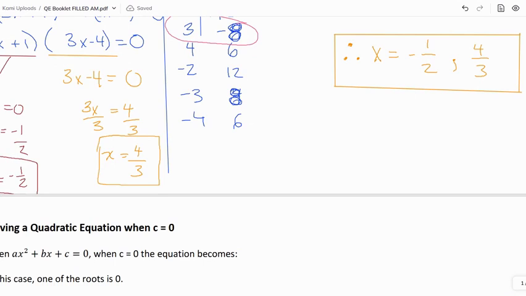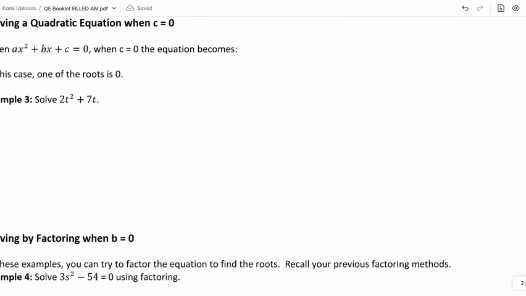Okay, we're going to do two more examples, and really we're just factoring in different ways. We're solving quadratic equations, and today, the only tool we're using is factoring. Tomorrow, I teach you another tool called the quadratic formula. So let's look at example 3.